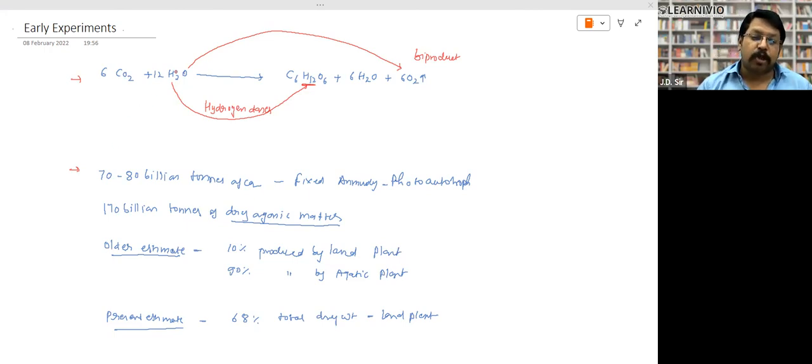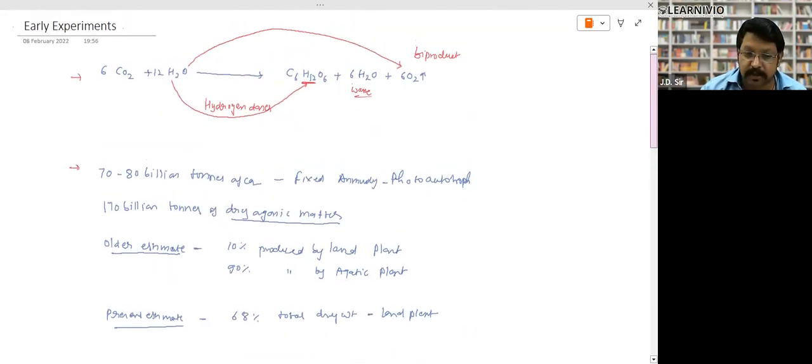Actually, 12 molecules of water are participating. Out of them, only 6 are utilized for the formation of oxygen, and the rest of the 6 go to waste. So water is the waste product, oxygen is a byproduct, and glucose is the product. So 6 water molecules go to waste during the photosynthesis reaction. Remember that.